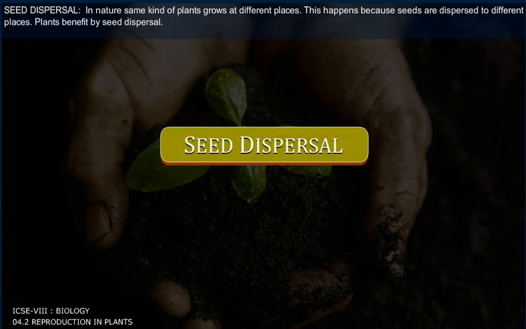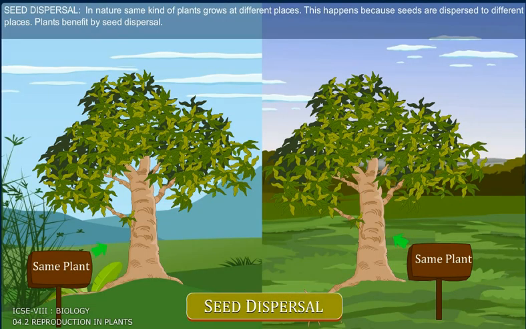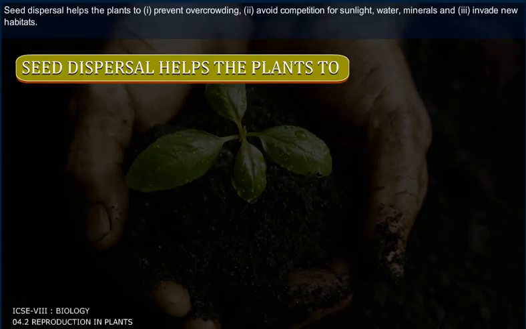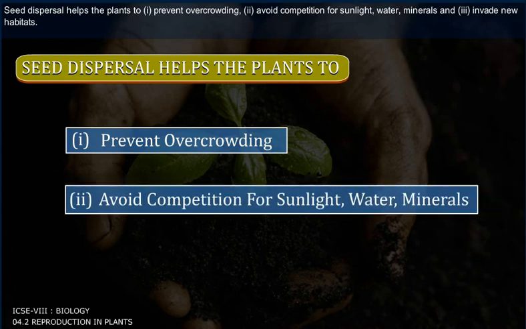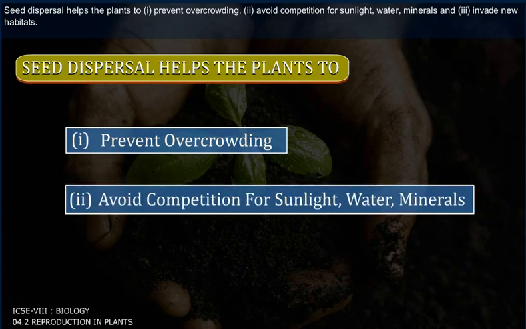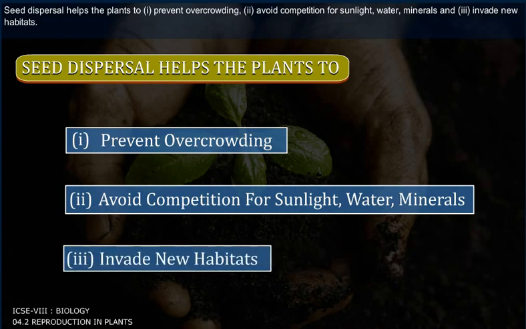Seed dispersal. In nature, the same kind of plants grow at different places. This happens because seeds are dispersed to different places. Plants benefit by seed dispersal. Seed dispersal helps the plant to 1. Prevent overcrowding. 2. Avoid competition for sunlight, water, and minerals. And 3. Invade new habitats.